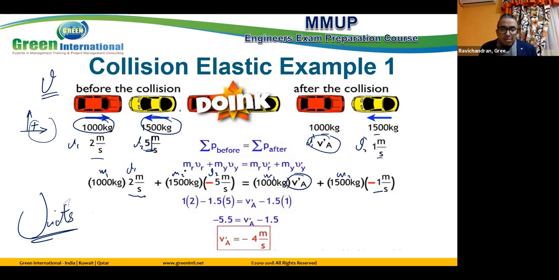Then it is a simple calculation: this multiplied by this, plus this multiplied by this, equals this plus this. We can move the known term to the other side, this term plus this term minus this term gives you 1000 v dash. Divide the value by 1000 and you get the velocity directly. Same as before, just focus during substitution. That's it.